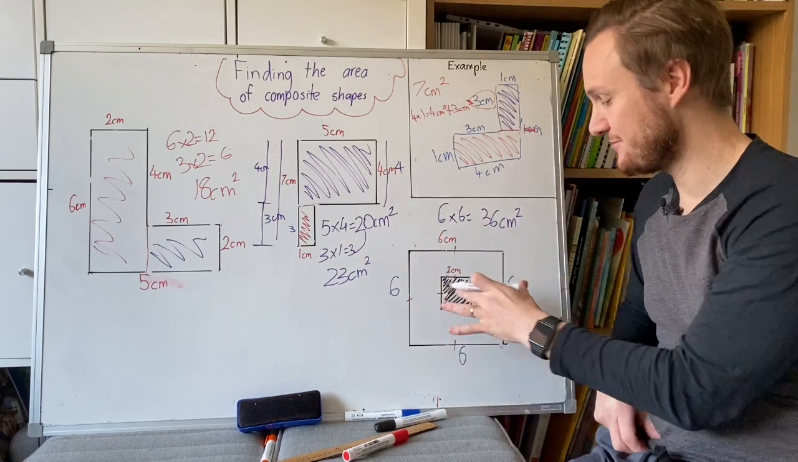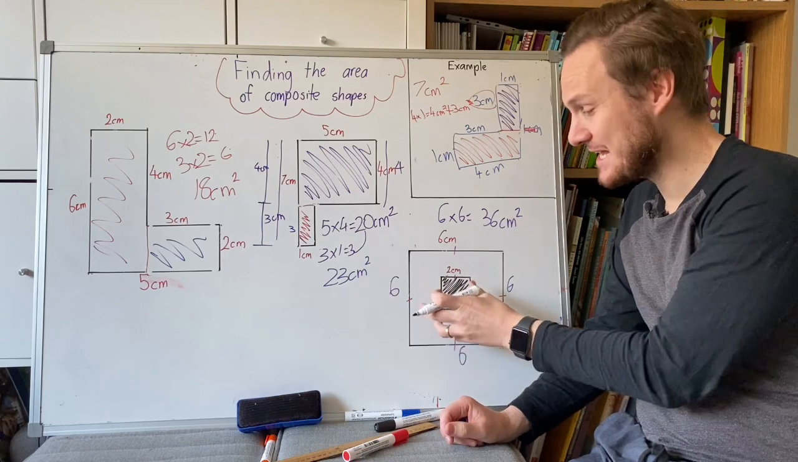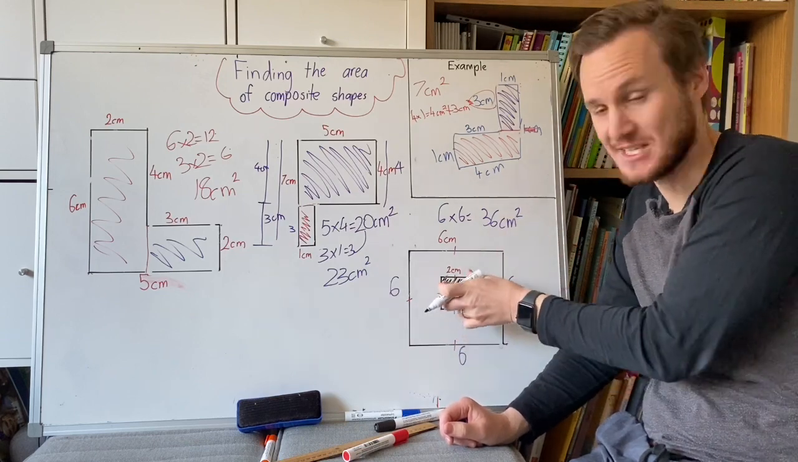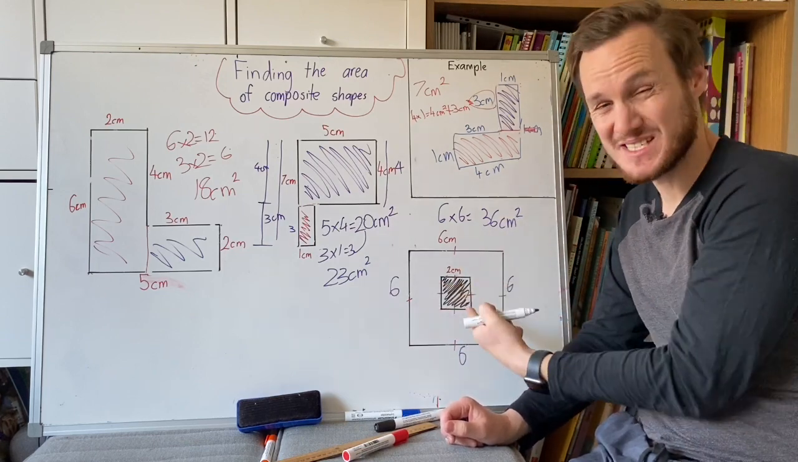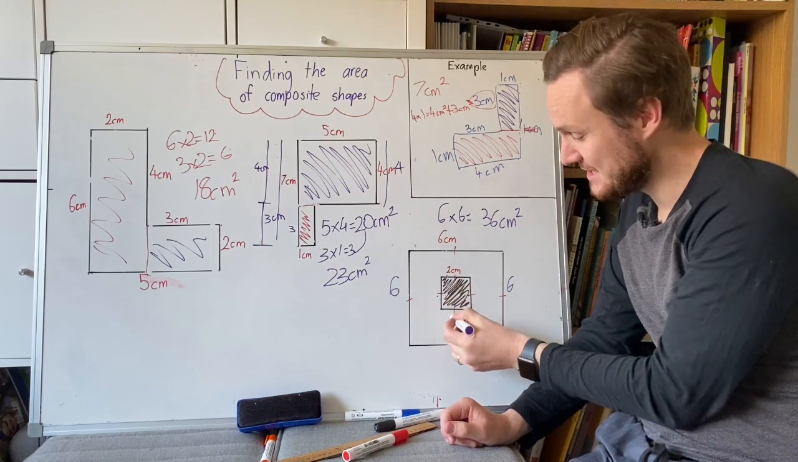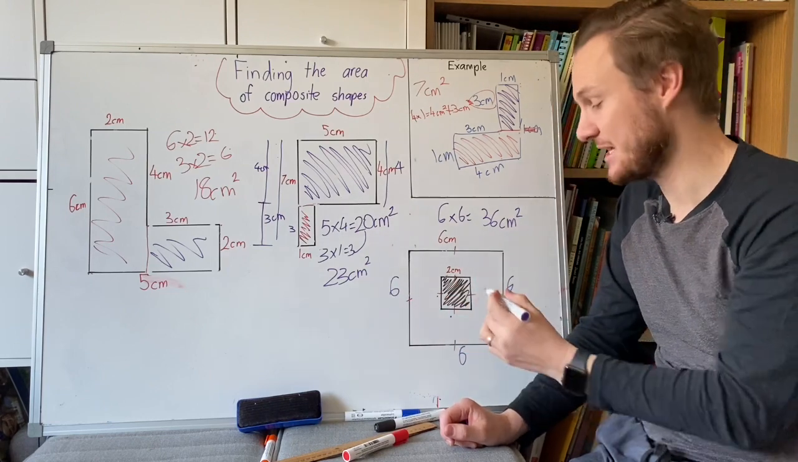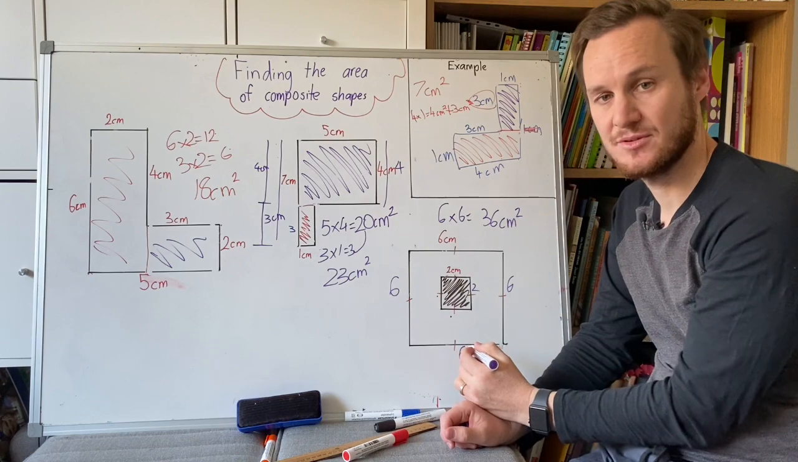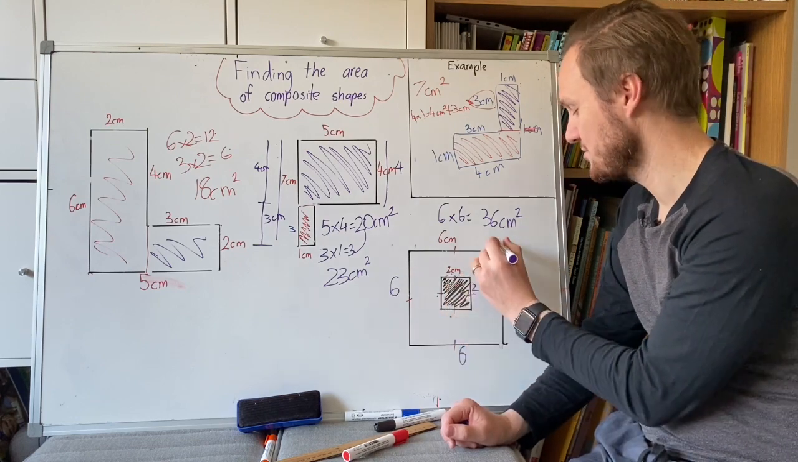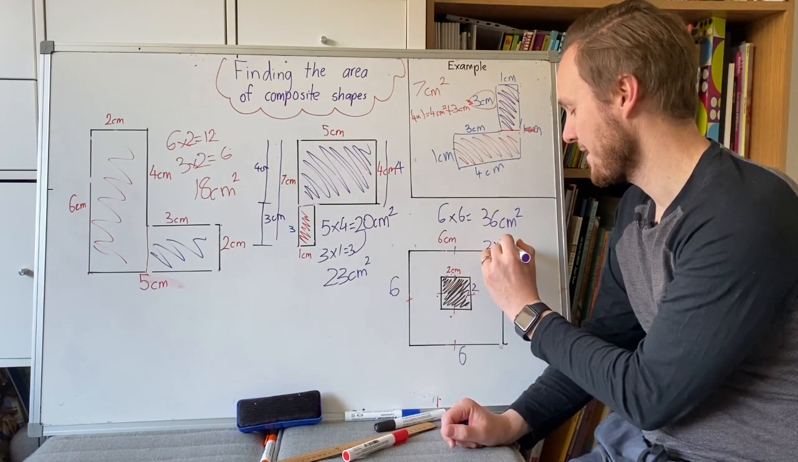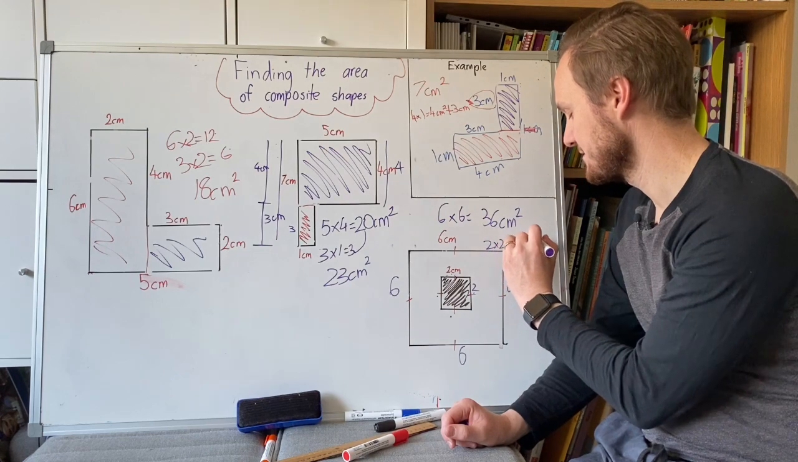Now what we're going to do is we're going to find the hole in the middle, and then we're going to take it away, because we're basically taking a chunk in the middle. Now I know this is also a square because it's got these lines here, which means all the sides are equal. Okay, so that's 2 and that's 2. So if I do 2 times 2 here, we can see that's 4 centimeters squared.